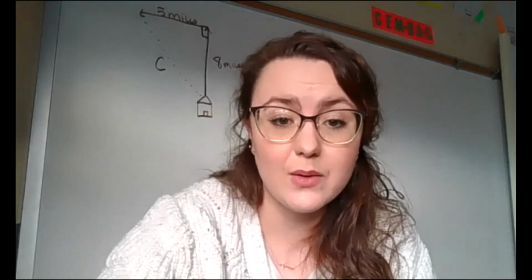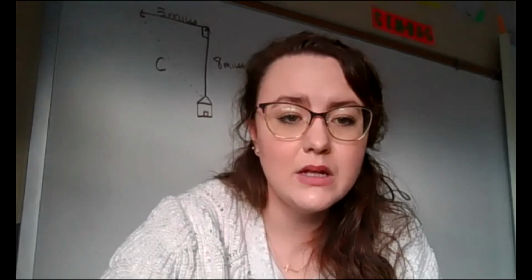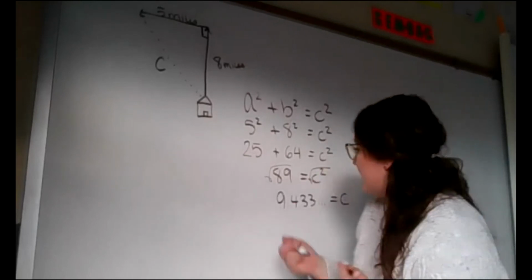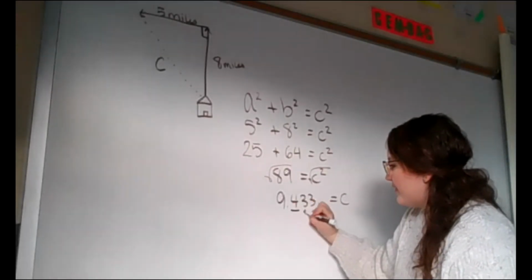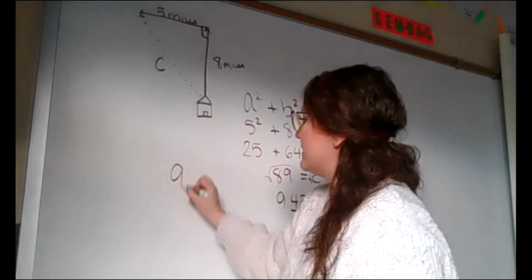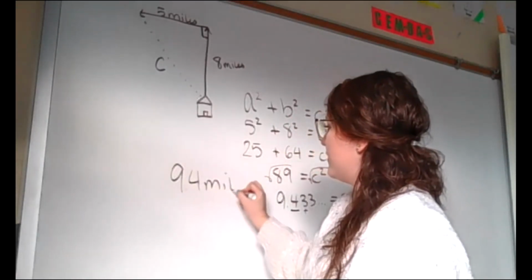And the original question said to round. So let's double check how it said to round. It said round to the nearest tenth of a mile. So the nearest tenth means that we want one decimal place. In this case, it's a 4. That 3 is not going to change that 4. So my answer is 9.4 miles.